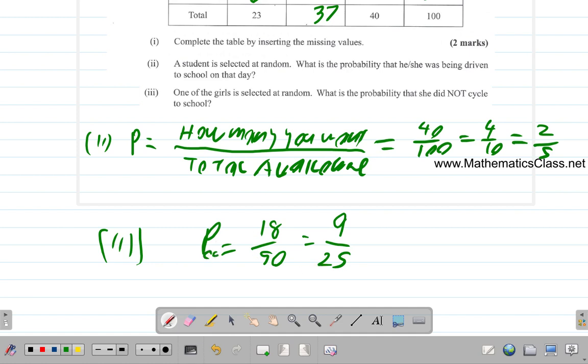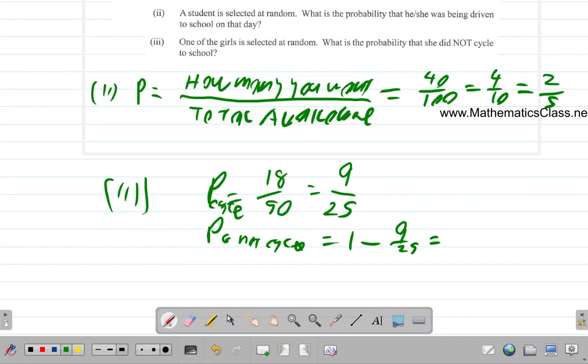That's the cycle. And then the probability that the girl doesn't cycle will be 1 minus 9 over 26. You have to remember your fractions, you know. When you do probability, you have to remember your fractions, so that's why you must practice your maths. So this is 26 over 26 minus 9 over 26.